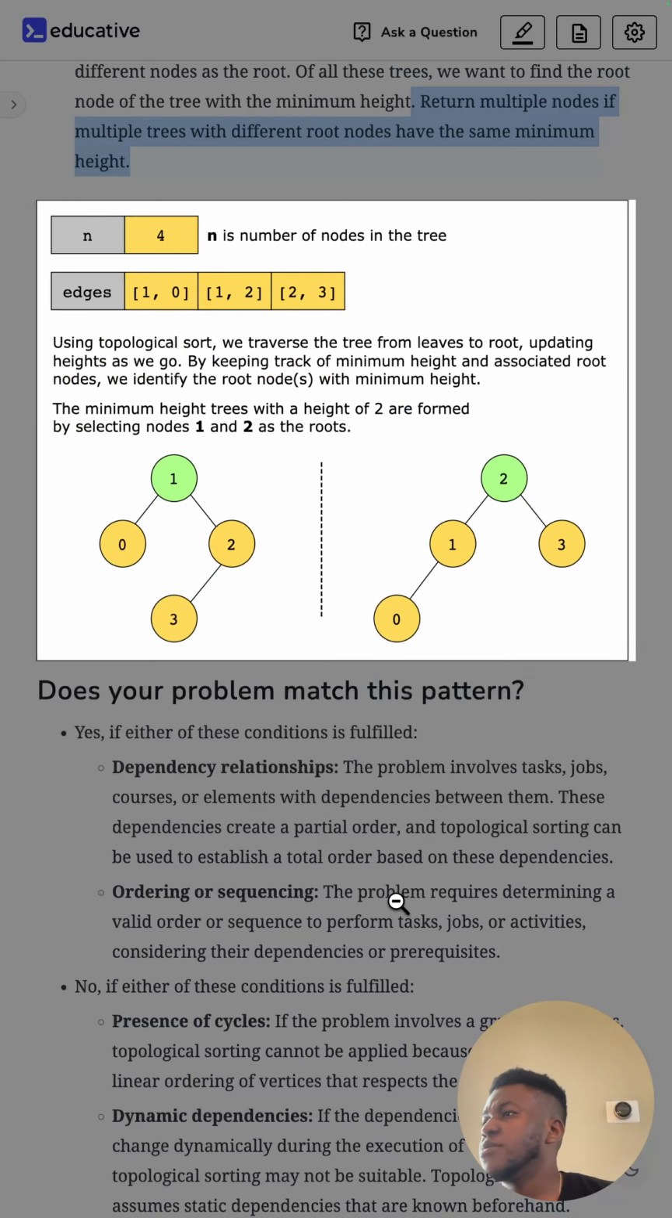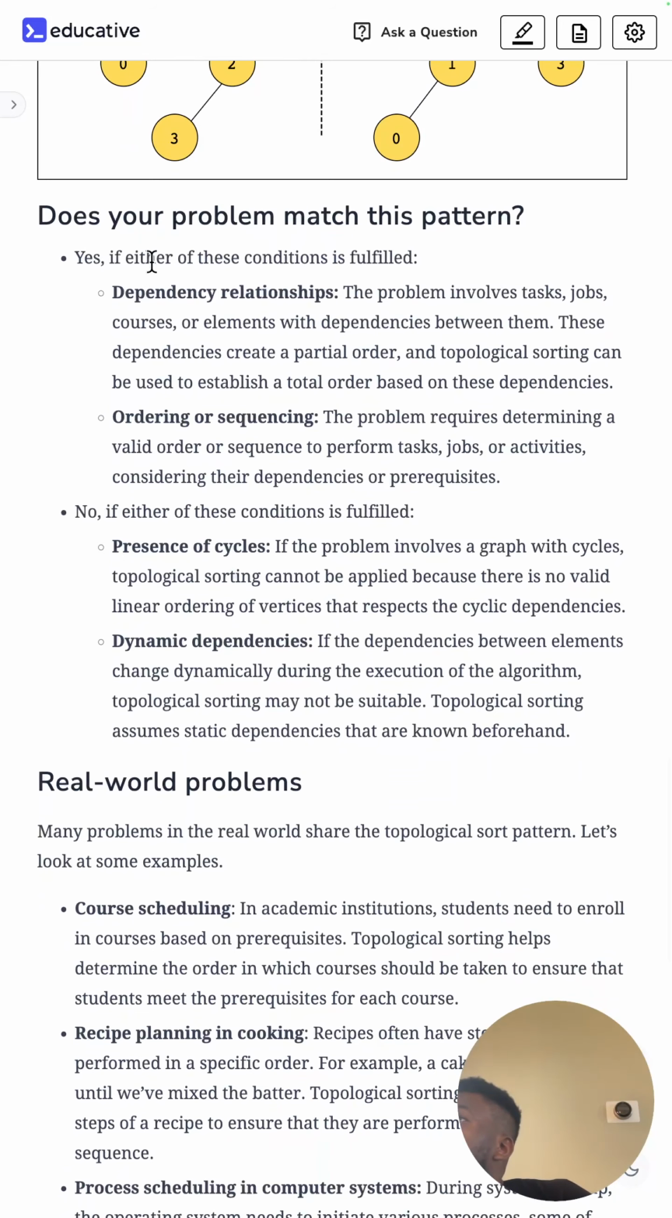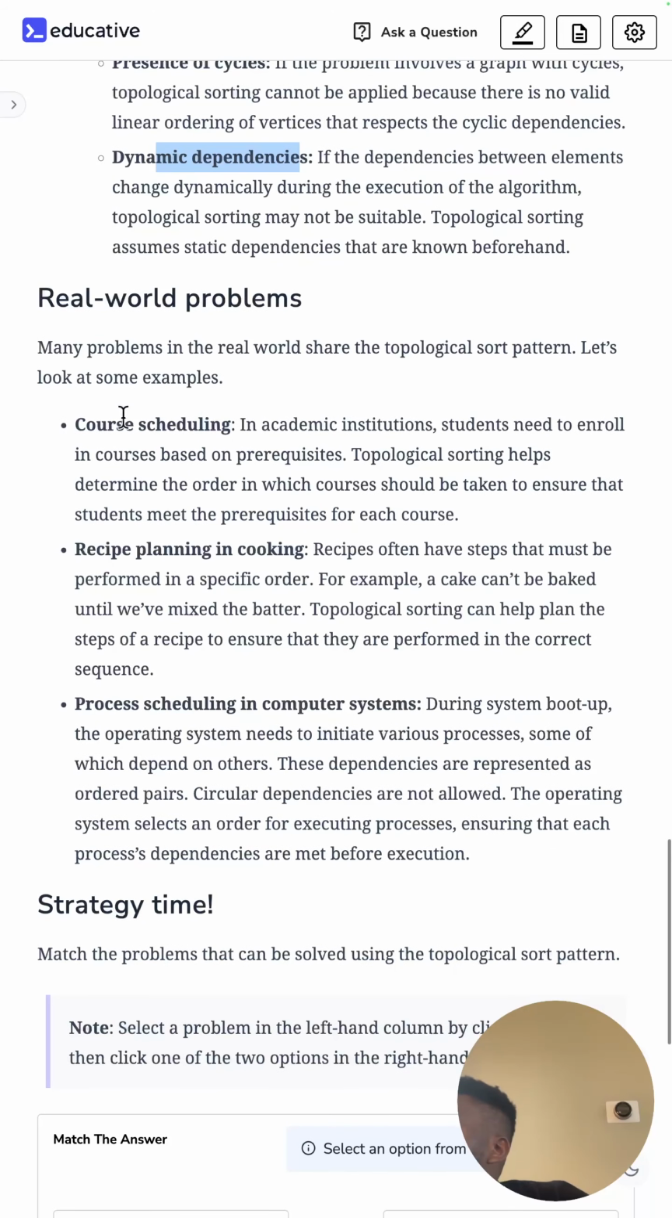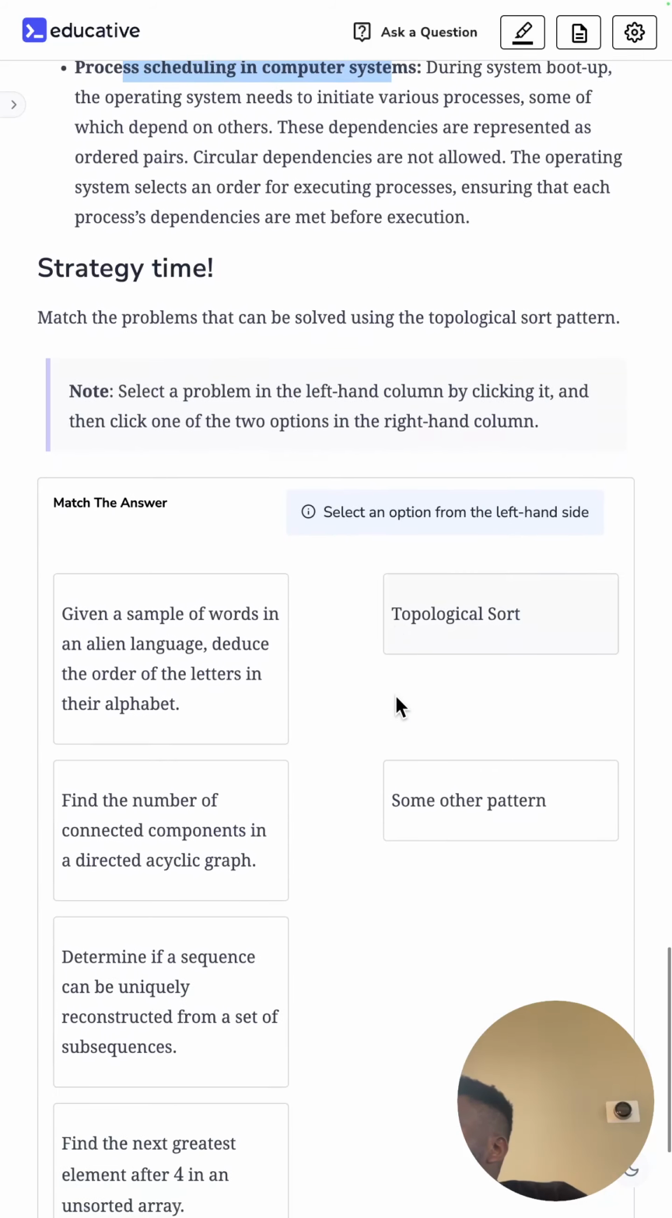Okay, sure. Seems like a lot of words, but how do you know it matches? If there's a dependency relationship, and if ordering or sequencing problems are involved, or prerequisites, etc. And then it doesn't work if there are cycles and if the dependencies are dynamic. There are real world examples: recipe planning, course scheduling, process scheduling in a computer.